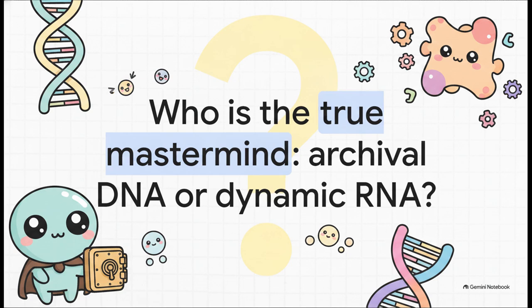But if RNA is versatile enough to carry complex genetic codes, actively regulate how genes are silenced, physically fold into 3D shapes, and even catalyze its own chemical reactions like an enzyme, well, who is the true mastermind of the cell here? Is it the quiet, stable, archival DNA locked away in the vault? Or is it the dynamic, adaptable, hardworking RNA that's actually out there running the show? It definitely flips your perspective on molecular biology, doesn't it?